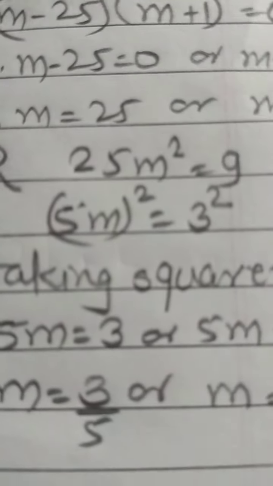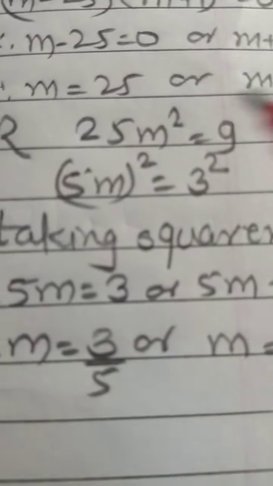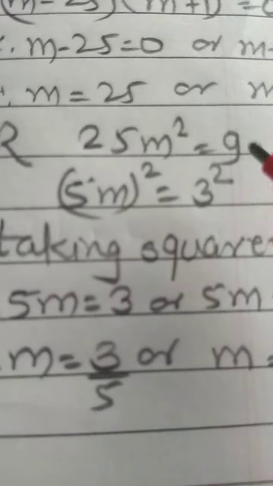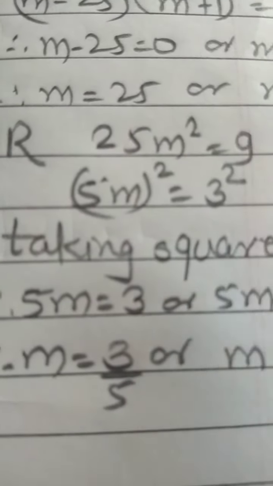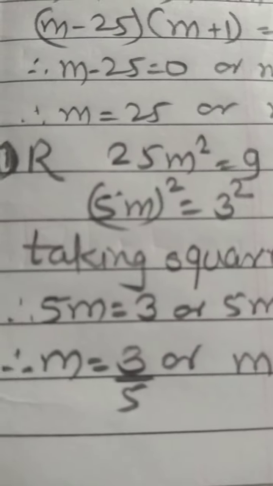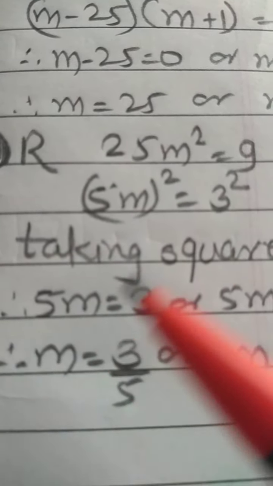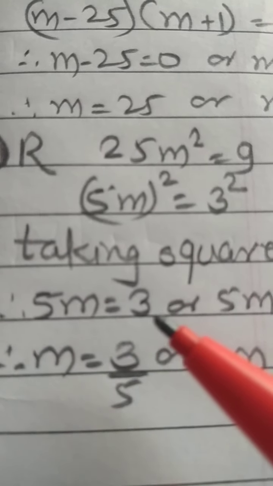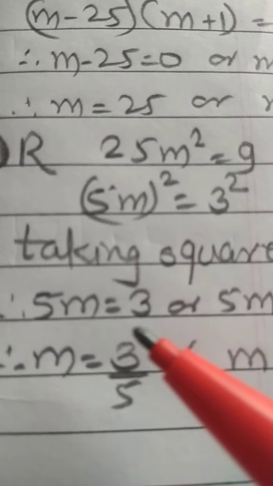See here, 25m square equal to 9. That is 5m bracket square, that is 25m square equal to 3 square. We can take square root of both the sides. By taking square root on both the sides, we can have 25m square, root of that is 5m, and root of 9, that is 3 square. Root of 3 square is 3. Root of 9 is 3.